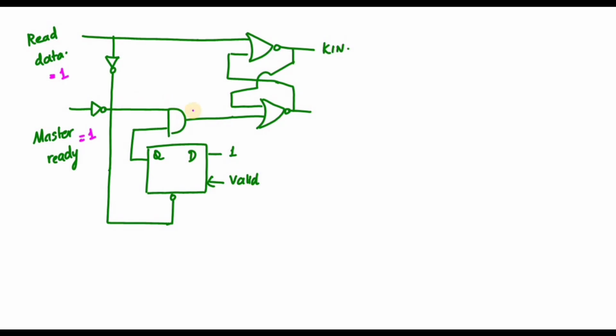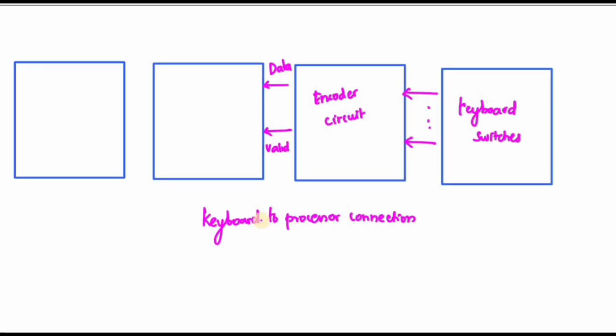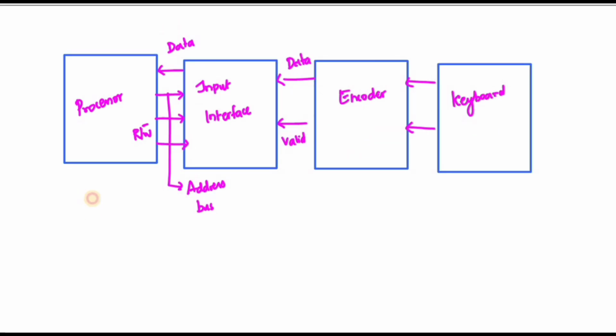Next, I'm going to read the data. Therefore, I'm going to make master ready and read data equal to 1. So obviously my set pin goes to 0 and the reset pin goes to 1, so the K in value is equal to 0. Once the processor reads the data, the K in value goes to 0. That is what is mentioned in this diagram. Next, let us discuss the keyboard to processor connection. On the right-hand side we already discussed it. Between the processor and the input interface, you have the data, address bus, read/write pin, master ready and slave ready.